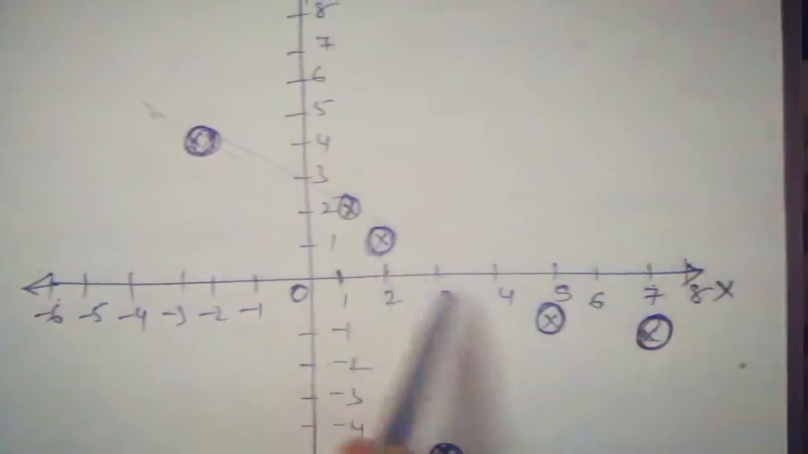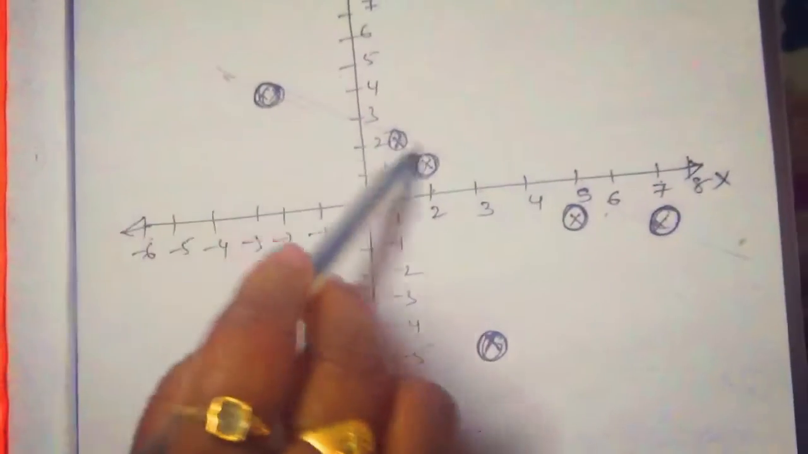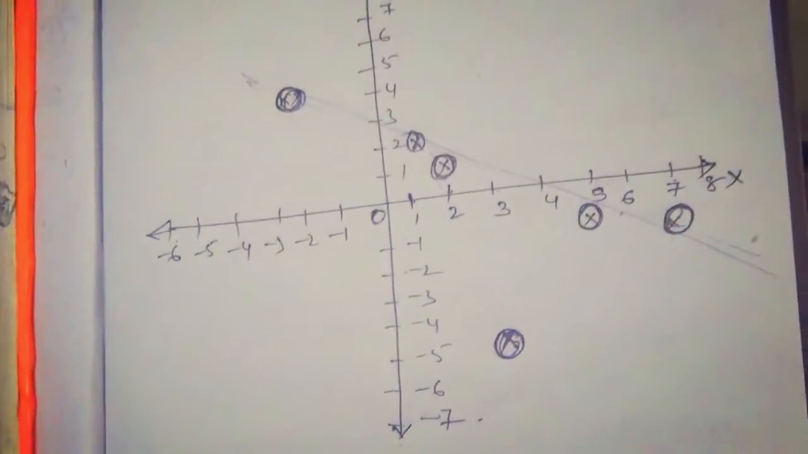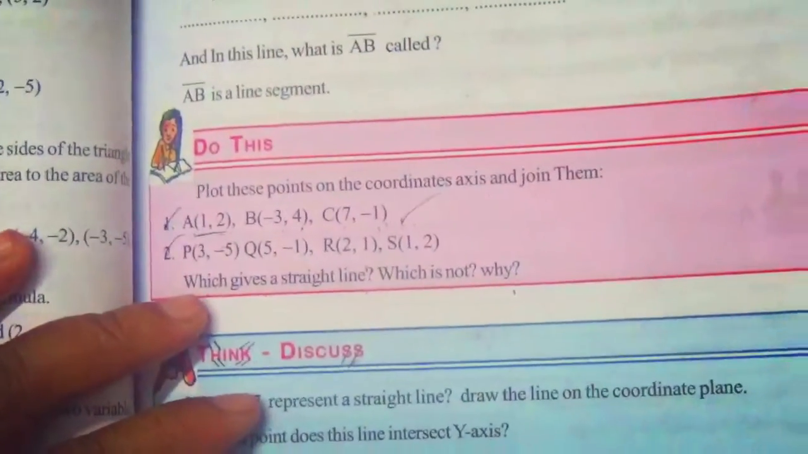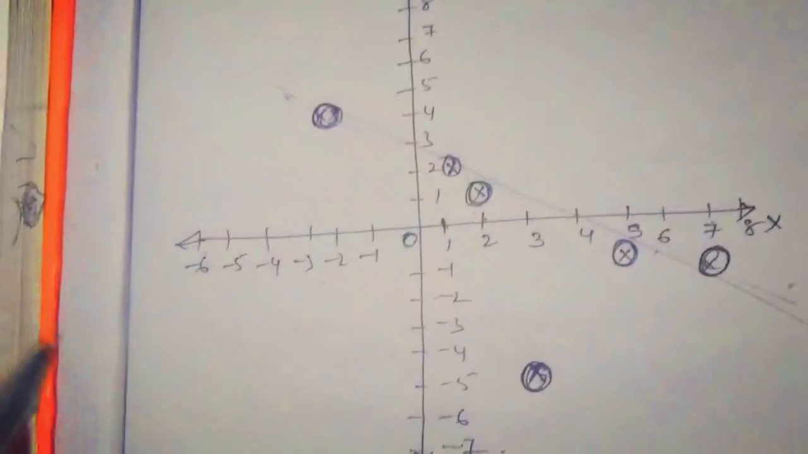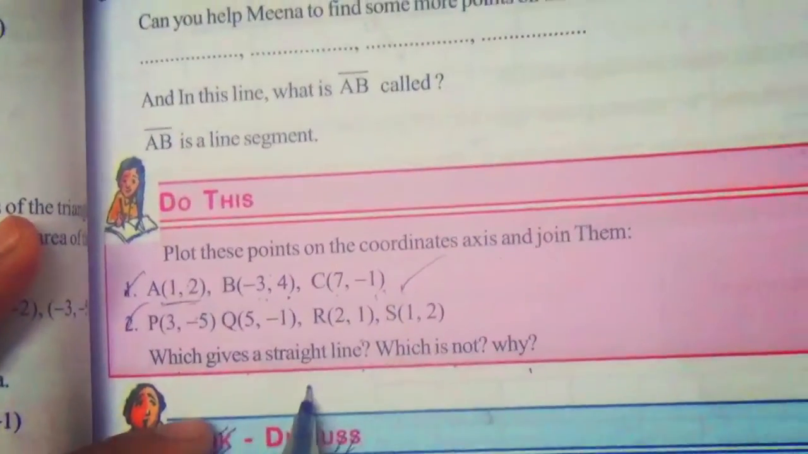Which set of points gives a straight line? The first one gives a straight line. You just check this with the graph. Then only you will get the clear answer. Okay. So you just check this graph. Which gives a straight line? The first one gives a straight line.